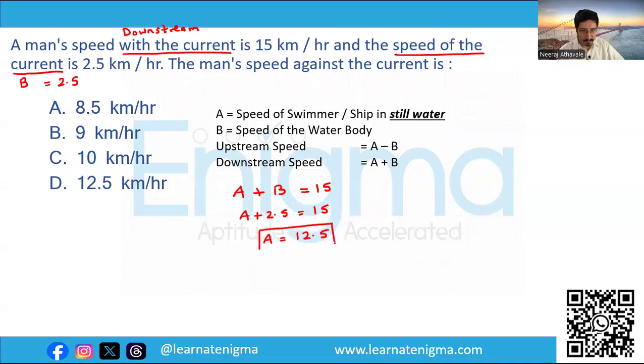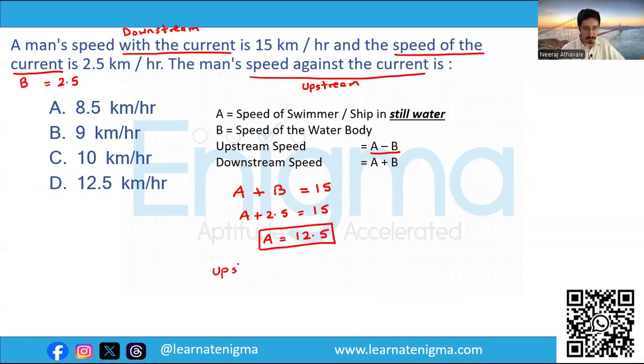Now you have to be very careful with the question asked and the options given. The question asked here is the man's speed against the current. Against the current, that means you are asked upstream speed. So upstream speed is A minus B. So even if option is there of 12.5 and we have got A as 12.5, that won't be the answer. We need to find A minus B.